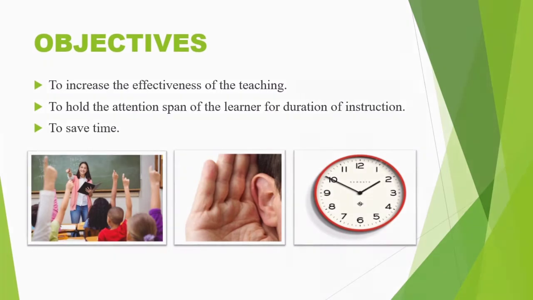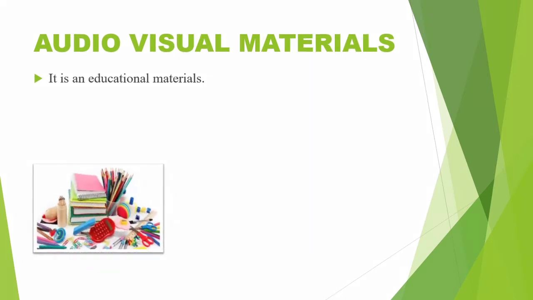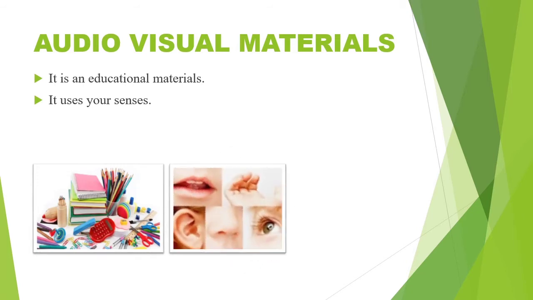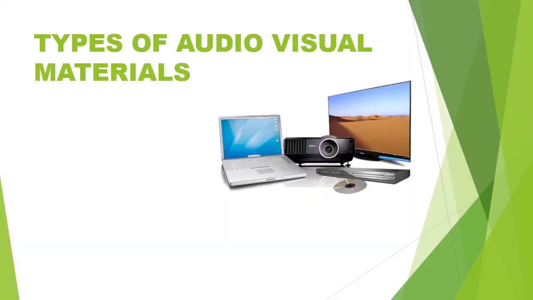So now let's define audio-visual materials. First, it is an educational material, most of which are used in an educational setting or even in a workplace. Next, it uses your senses, like the sense of tasting, touching, hearing, seeing, and smelling. It basically controls your senses. And lastly, it is usually used in classroom instruction because this type of material is designed to be used in a classroom setting.